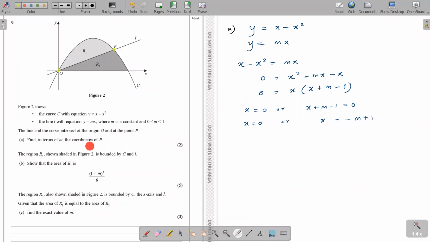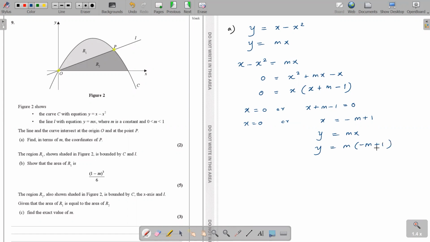So they say here, find in terms of m the coordinates. Coordinates means not just the x, but you also have to find y. Shall we find the y value? So use the x value on any one of these two equations. I prefer to always go with the linear equation, because it's less work. y equals mx. Let's substitute: y equals m times x, where x is minus m plus 1.